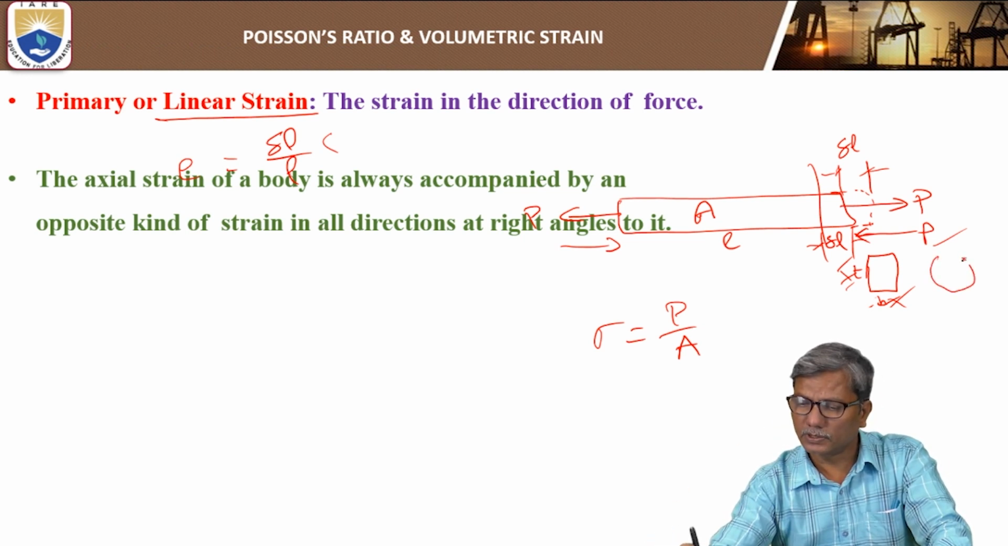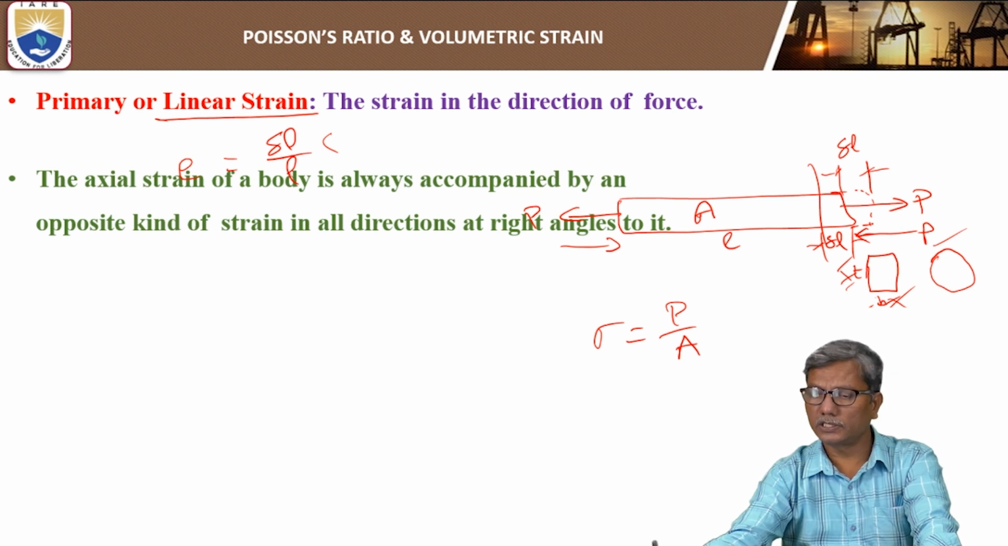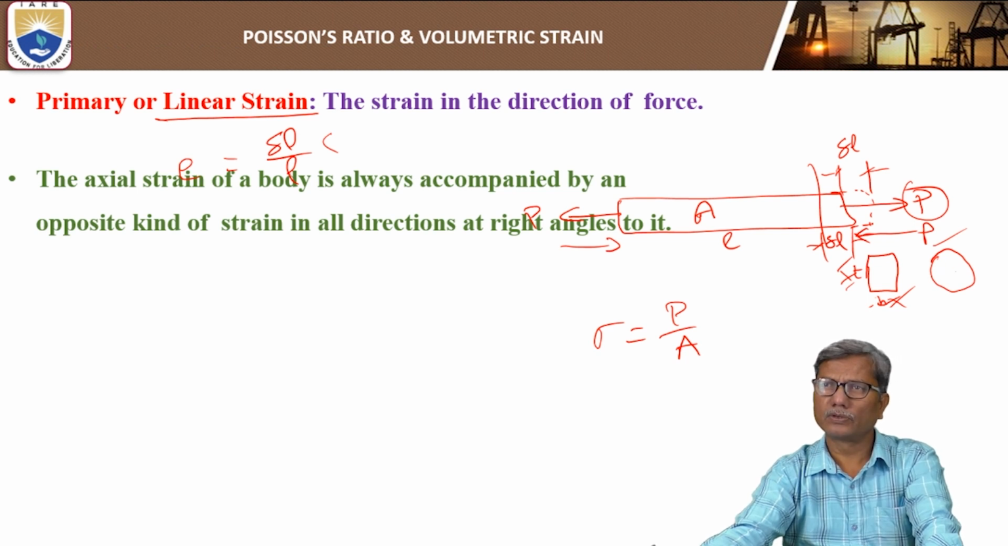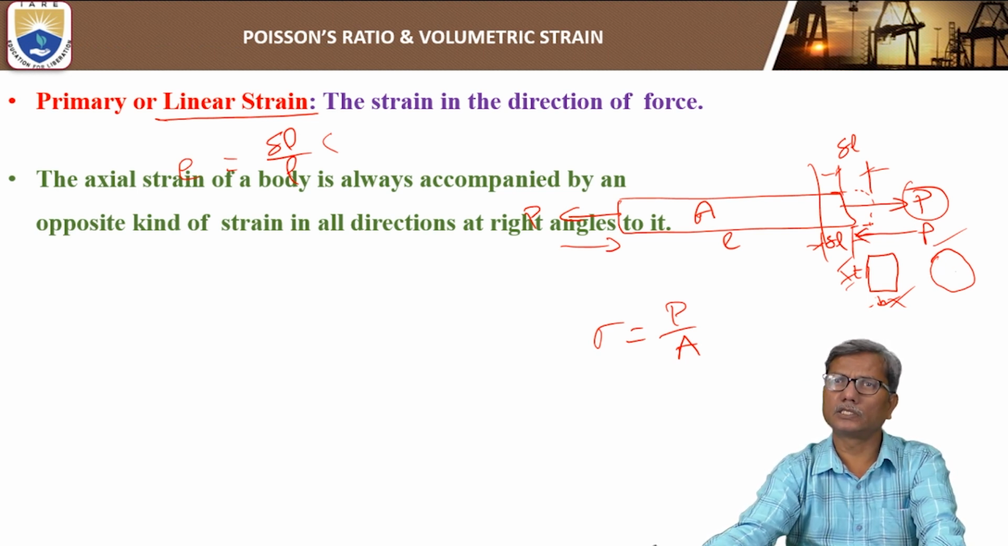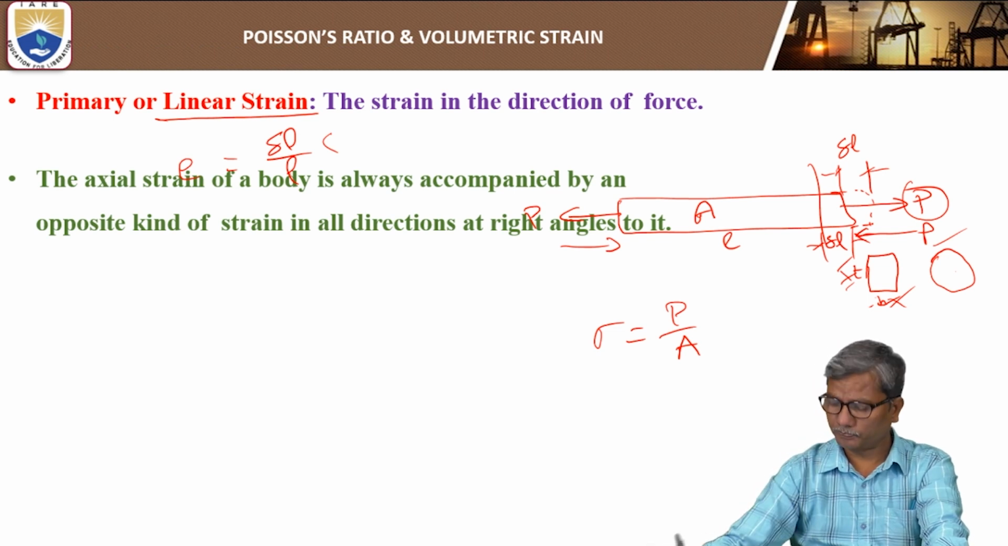Similarly, if the bar is circular, there will be some decrease in diameter in case of tensile stress. Because the length increases and it is accompanied by opposite strain, that means compressive strain in the direction of diameter. That means the diameter decreases because of tensile stress.